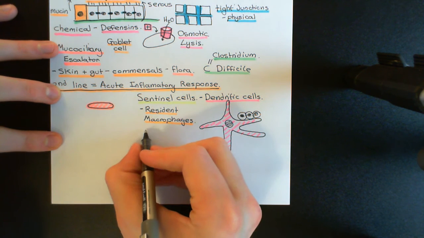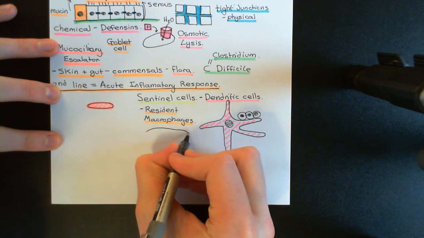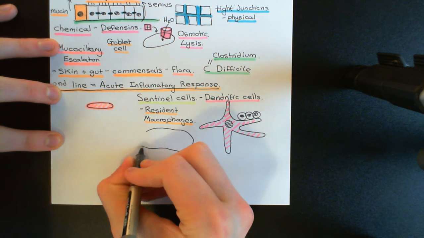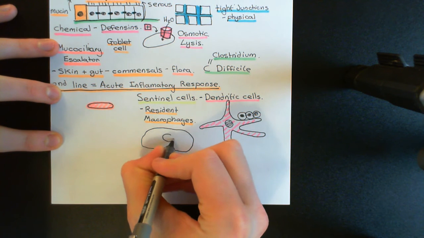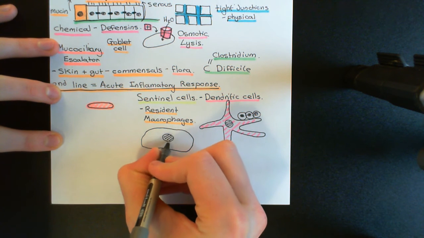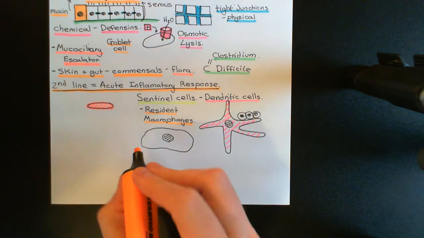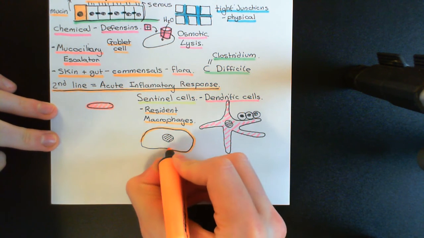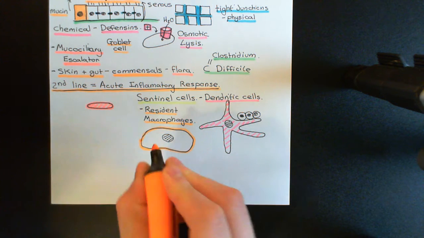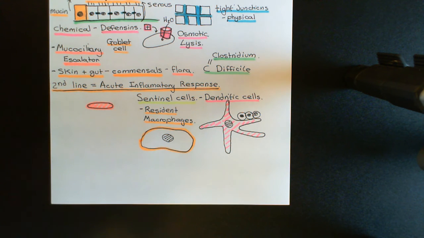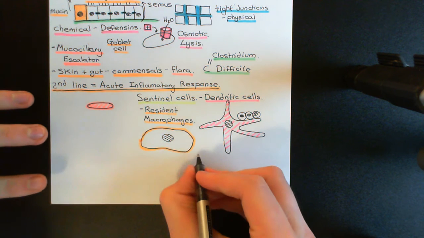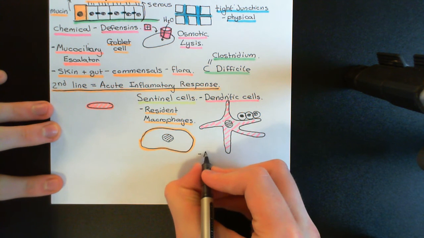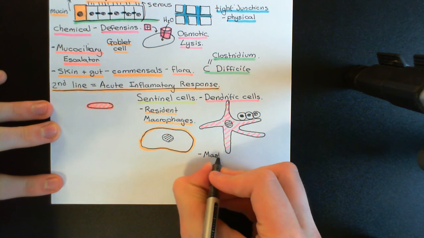Okay, so let me draw a picture of a resident macrophage. So macrophages are great big blobs of cells. So it's quite easy to draw a macrophage. They just look like so. So here's the nucleus, surrounded by a great big blob of cytoplasm. Okay, so here is our macrophage. So resident macrophages, because they're resident within the tissue, they live there.